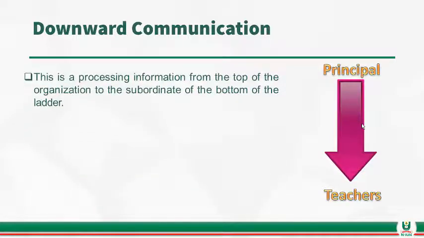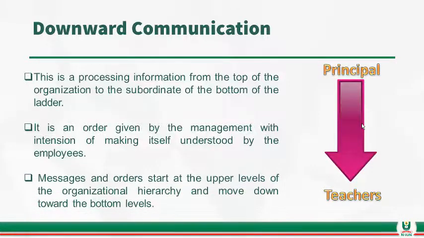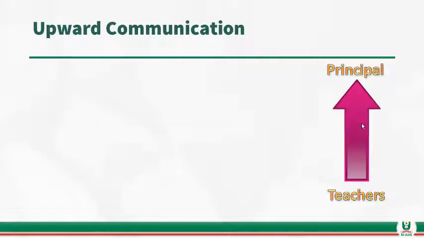This is a kind of processing of information from the top of the organization to the subordinates at the bottom of the ladder, an order given by the manager with the intention of making itself understood by the employees. It happens in different organizations, such as a university, where the vice chancellor will give instruction to the lecturers or to all other principal officers. So this is downward communication.